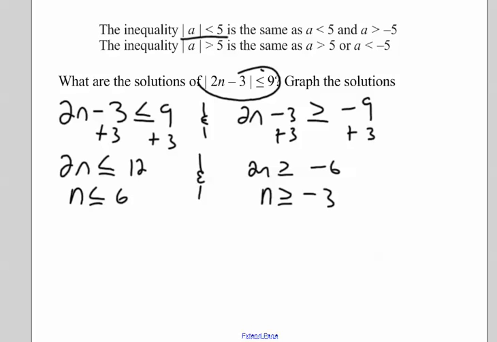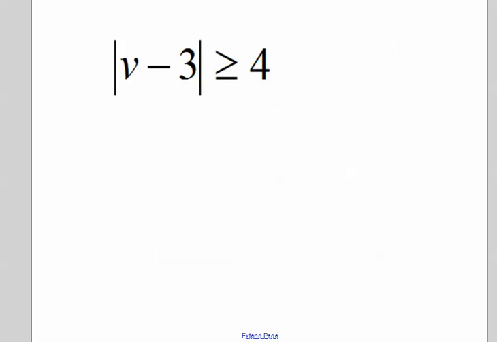Now when you're doing this, your graph will look like this. Here is your negative 3. You have a solid circle, and it's going to go this way. And then here is your positive 6. You have a solid circle, and it's going to go this way. So there's your graph of those two, or that one problem. You get 2 in 1. It's buy one, get one free.